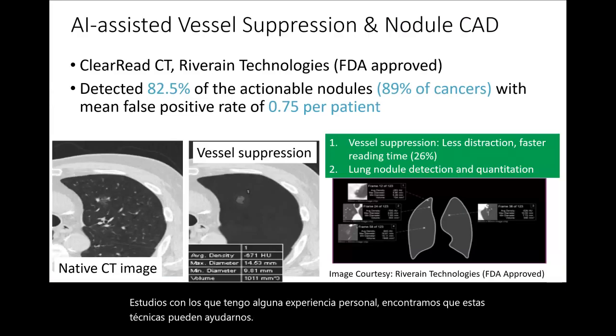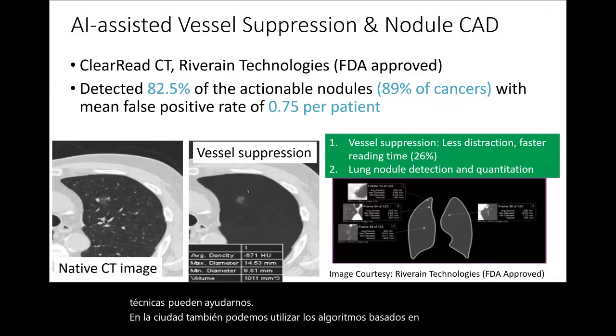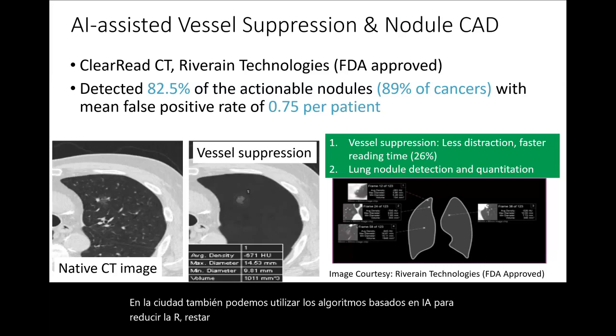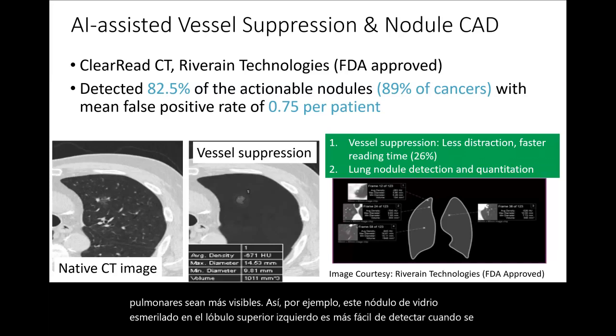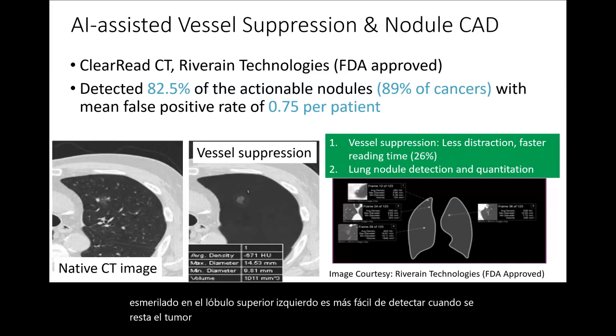In the CT, we can also use AI-based algorithms to reduce or subtract the pulmonary vasculature, therefore making the lung nodules more conspicuous. For example, this ground glass nodule in the left upper lobe is easier to detect when you subtract the surrounding pulmonary vasculature. Therefore, it also makes it easier to characterize this nodule, whether it is a pure ground glass or a part solid nodule.